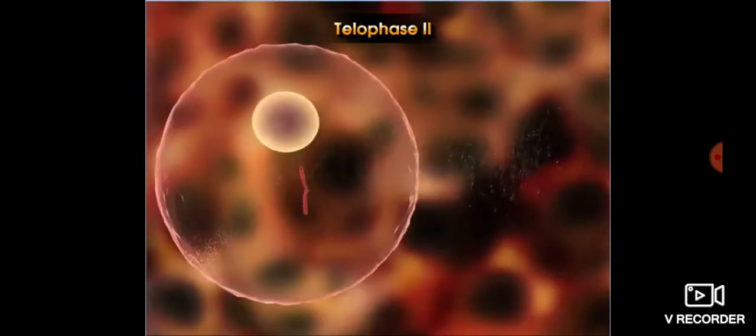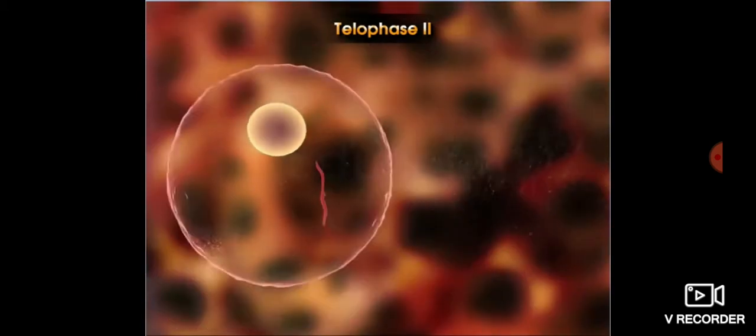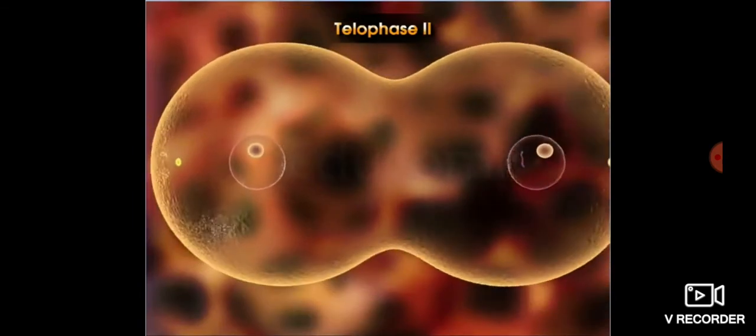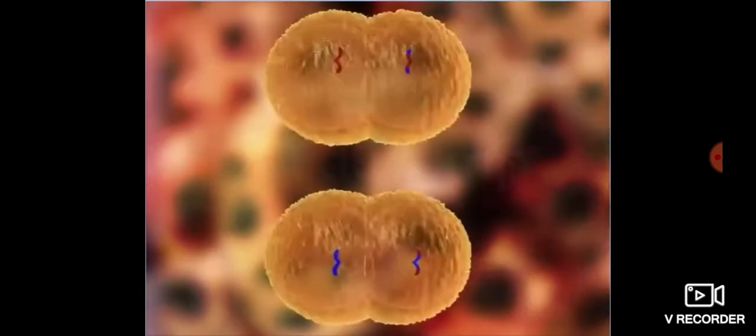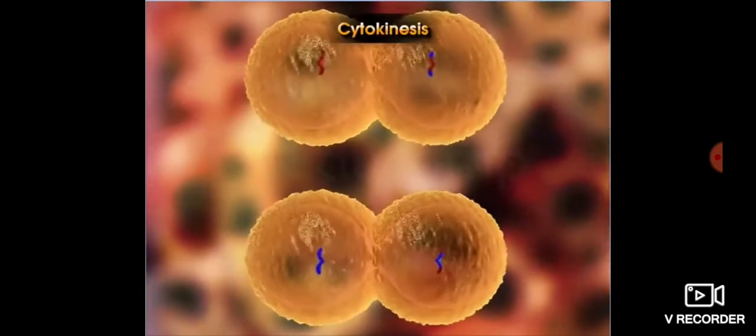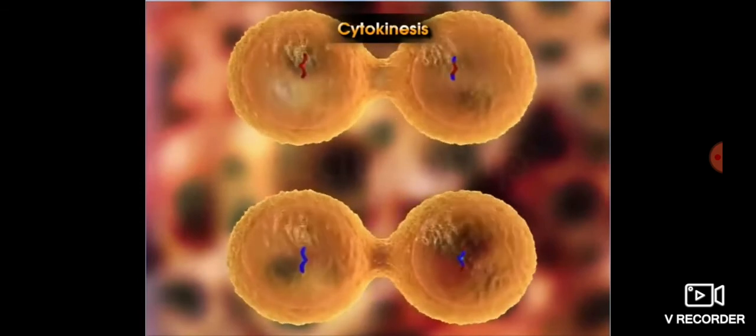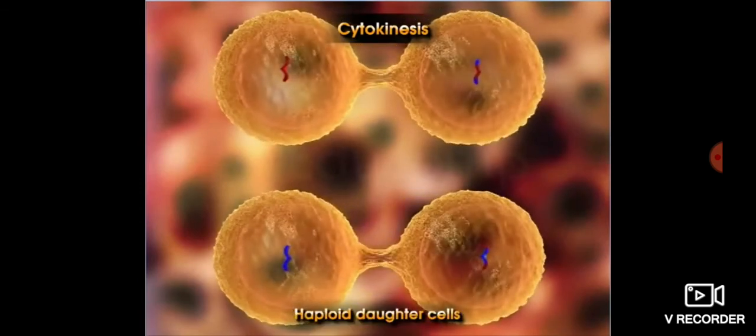During telophase II, the nucleoli are reformed and the haploid nuclei get enveloped in membranes. In addition, the chromosomes decondense and the spindle disappears. Division of the cytoplasm, cytokinesis, results in 4 haploid daughter cells.